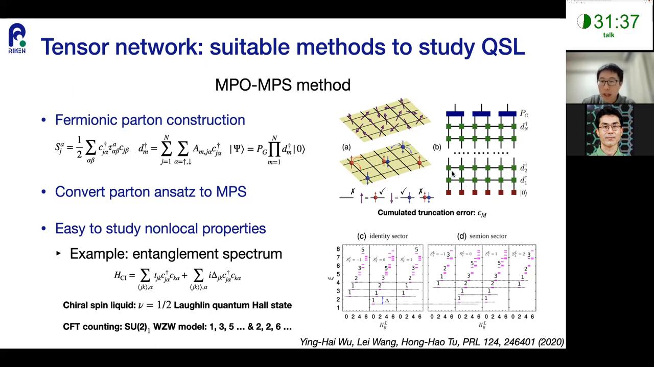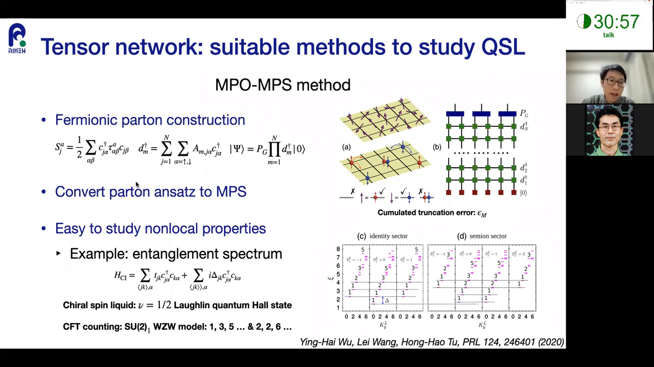So we can repeat this procedure again and again until the Fermi level. And finally, you can use the Gutzwiller projector tensors to restore the physical Hilbert space and obtain the resulting MPS representation of the parton ansatz. Of course, after each creation step, you can truncate the MPS if necessary. So the cumulative truncation error is the error of this algorithm.